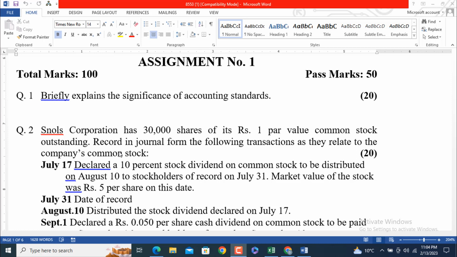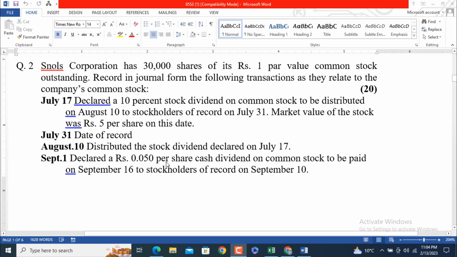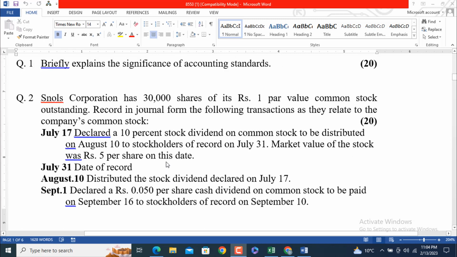So in the months of July, August, September, they have different kinds of transactions regarding the company's common stock. The requirement is that we are going to pass the journal entries regarding these transactions. Let's start with the first transaction. July 17: Declared a 10% stock dividend on common stock to be distributed on August 10th to stockholders of record on July 31st. Market value of the stock was rupees 5 per share on this date.